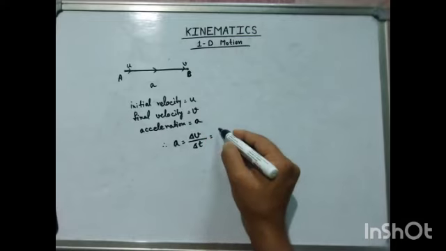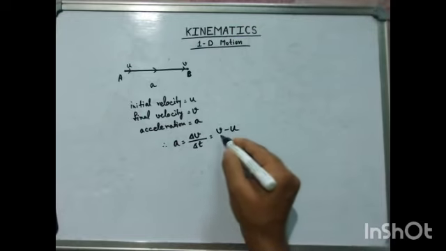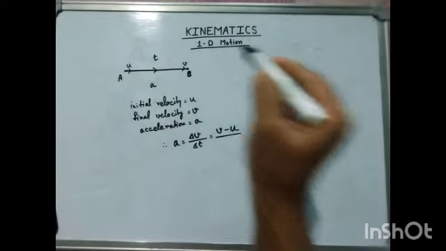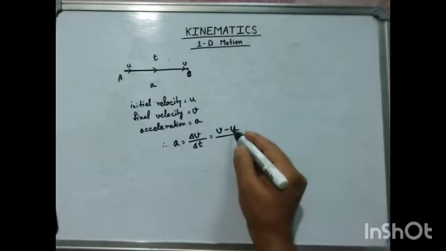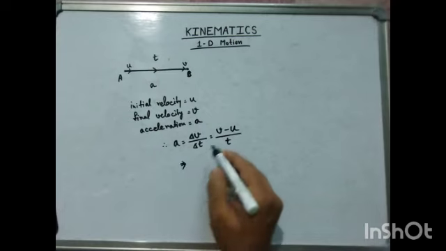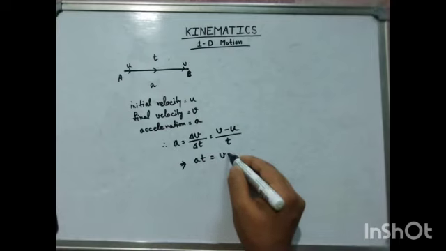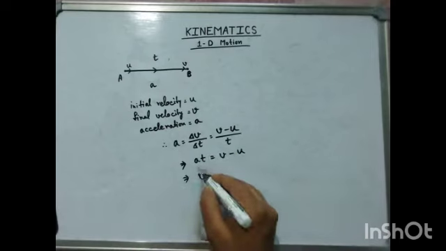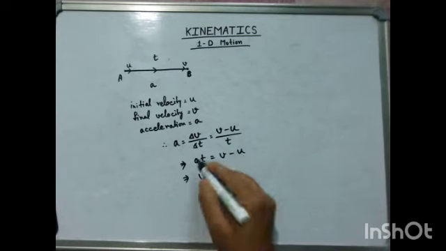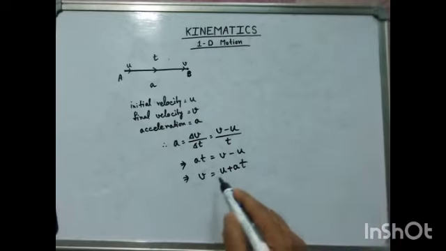So that must be final velocity minus initial velocity. Change in velocity should be v minus u, by, suppose I took t time to reach from point A to point B. So this will be v minus u by t. That means at will be equal to v minus u, which implies that v equals, if I take u from this side to this side, u plus at. So v equals u plus at.